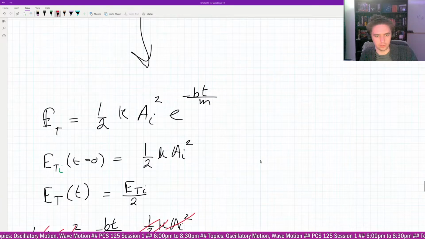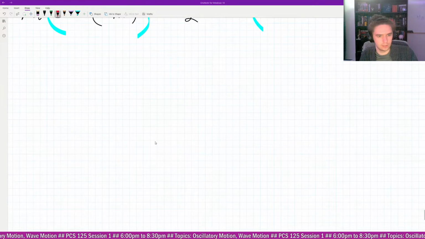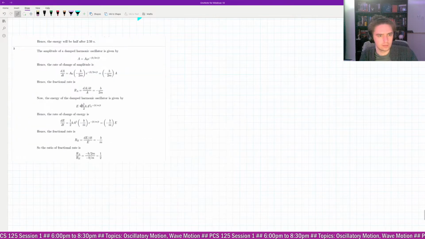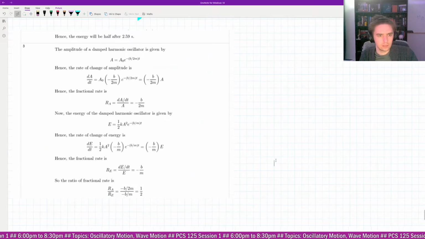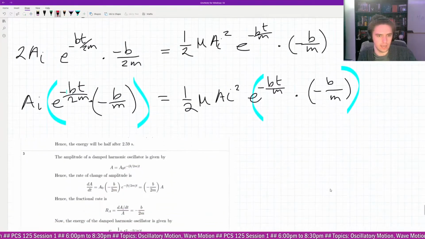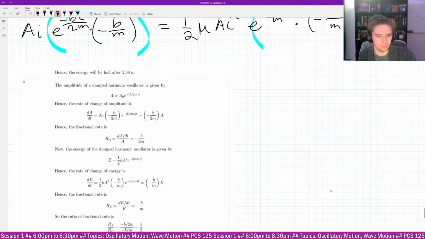I'll put it on screen. Why am I looking at it off screen? The amplitude of the damped harmonic oscillator is that. The rate of change of the amplitude is that. Is that what we got as the rate of change of the amplitude? Yeah, AI. Oh no, that's not what we got. Wait, what happened to the B, the E to the whatever?